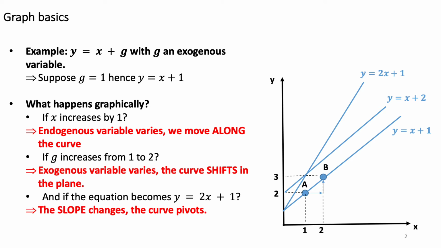To sum up, when an endogenous variable expressed in the axis varies, we move along the curve. If an exogenous variable not expressed in the axis varies, the curve shifts. And finally, the curve pivots if the coefficient or slope varies.